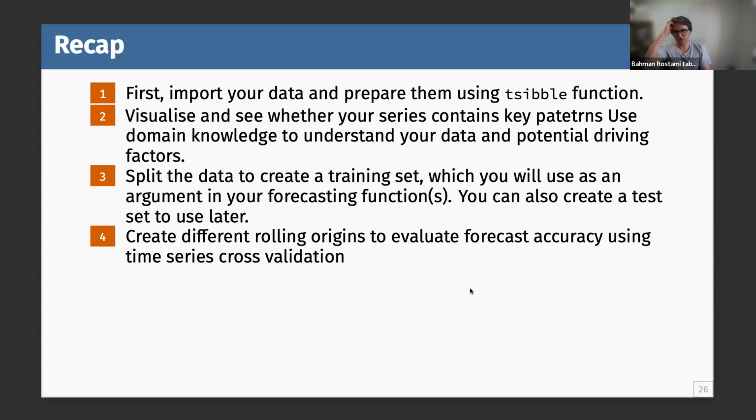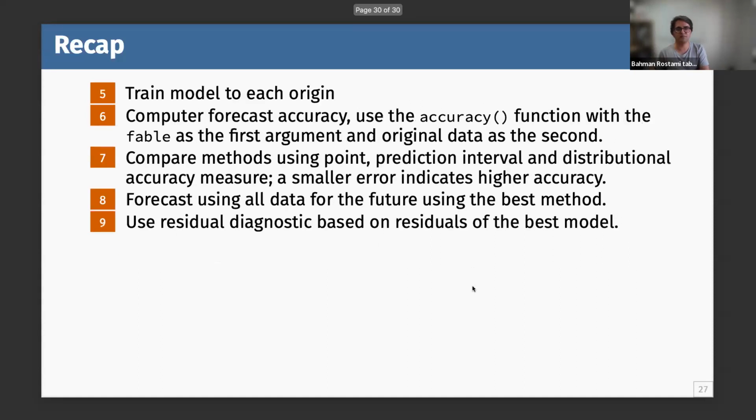And then you model each method that you have in your toolbox and each ID, and produce a forecast for them, evaluate the forecast accuracy, and decide which method is the best. Once you decide which method is the best, you take that model and fit it on the entire data that you have, and then produce the forecast for the real future, if you have real-time data sets, I would say.